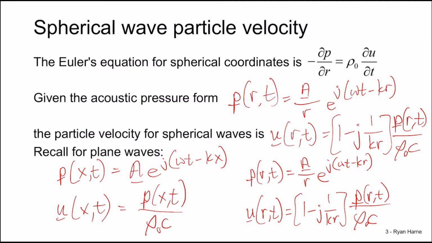And this is seen by the fact that for plane waves, there are no complex terms pre-multiplied by the acoustic pressure for particle velocity. Instead, the particle velocity is directly proportional to the acoustic pressure for one-dimensional plane waves. But for spherical waves, there is a complex term multiplied by the acoustic pressure, indicating there is a phase difference between acoustic pressure and particle velocity for spherical waves.